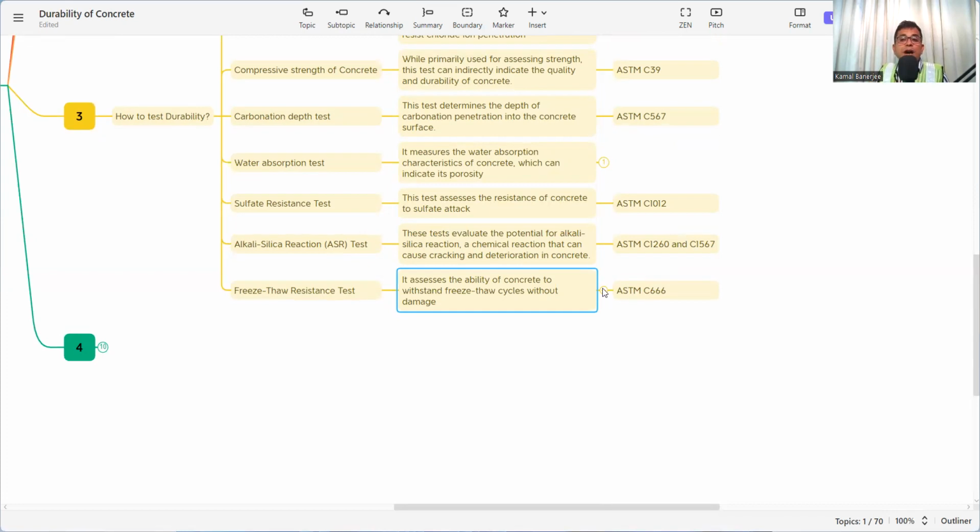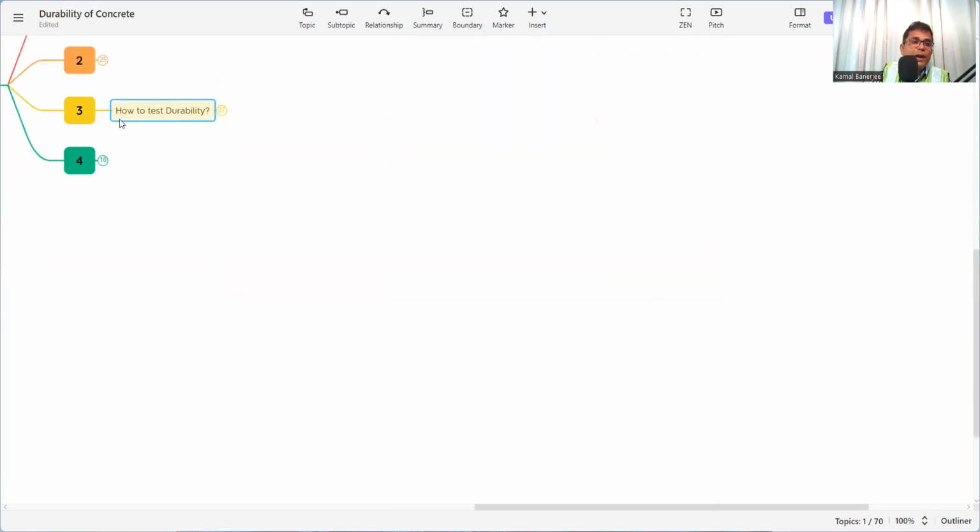Accordingly, we can measure the concrete's ability to resist the freeze-thaw reaction when in the environment. So these are the durability tests. So in this way, we can test the durability.